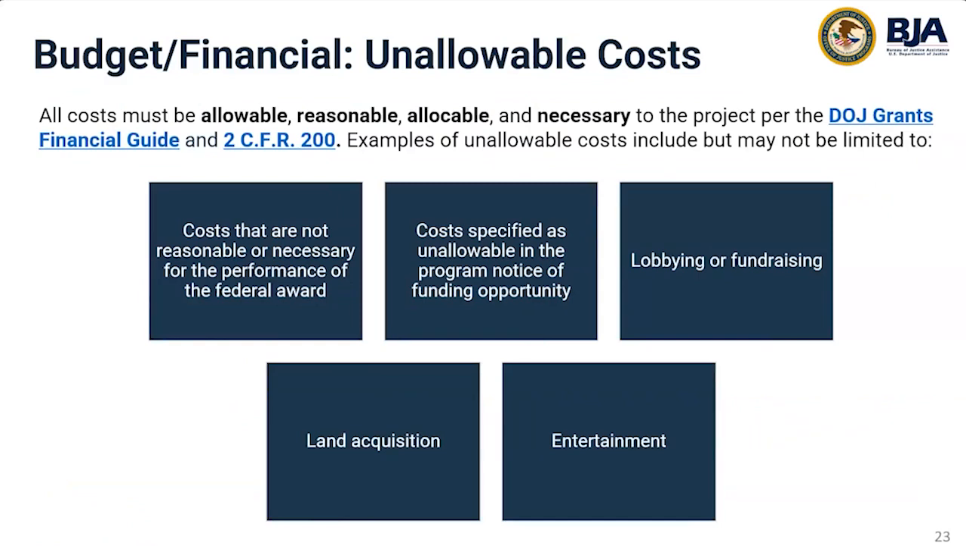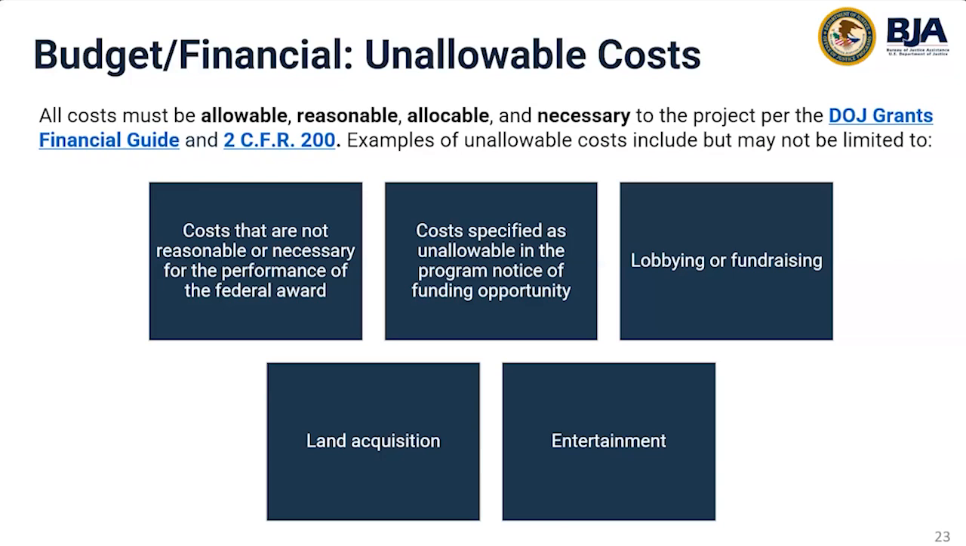All costs must be allowable, reasonable, allocable, and necessary to the project. Certain specific costs may be unallowable or restricted based on the DOJ Grants Financial Guide, any applicable executive orders, cost principles, program statutes specific to Purpose Area 5, or the program Notification of Funding Opportunity, NOFO. For example, examples include costs that are not reasonable or necessary for the performance of the federal award.